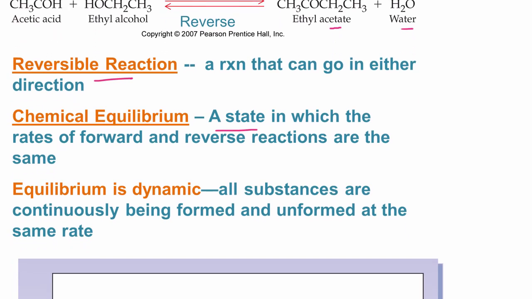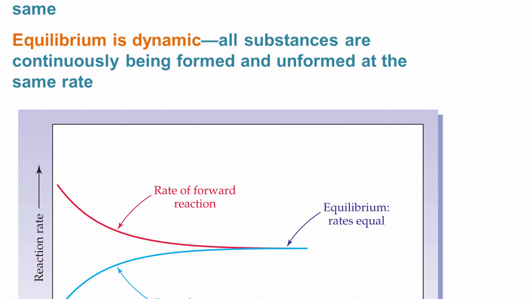Now, I do want to stress that equilibrium is dynamic. That means that all the substances are continuously being formed and unformed at the same rate. So even though to the eye you might not see any changes taking place, they are. So let's take a look at this plot here.